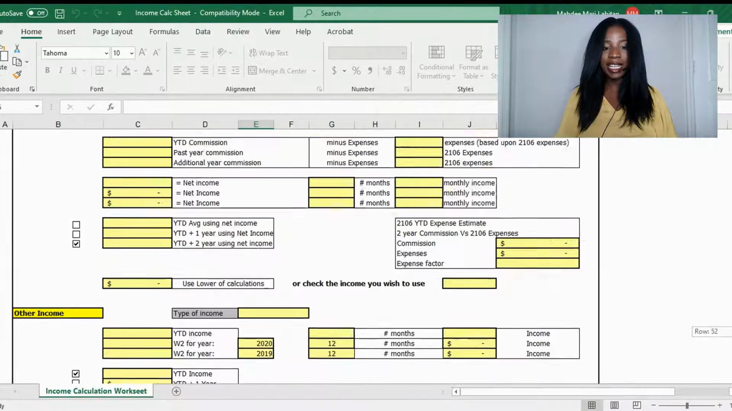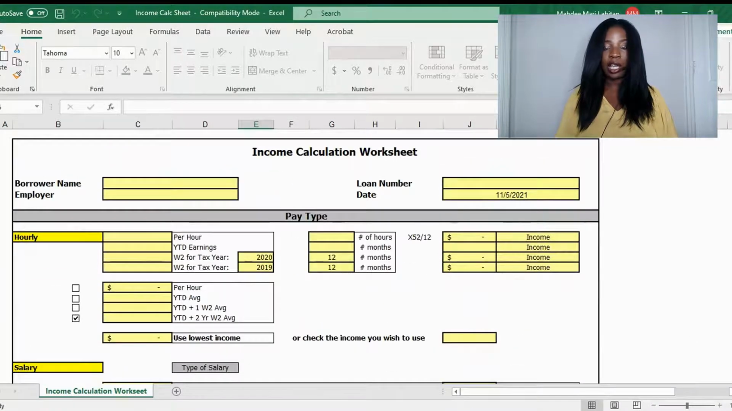So here's a pretty standard income calculation worksheet. I've worked at so many companies, and many of them utilize this same exact income calculation worksheet.